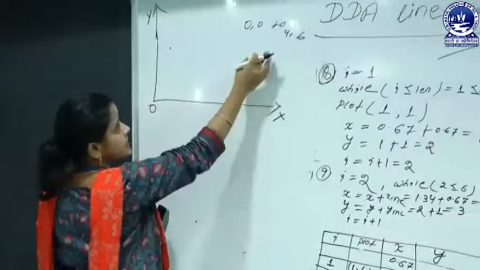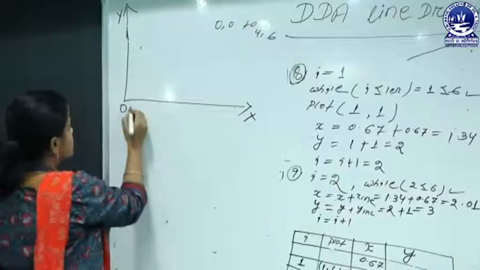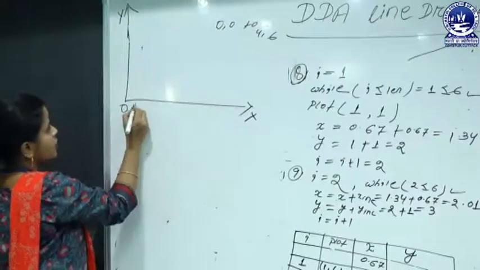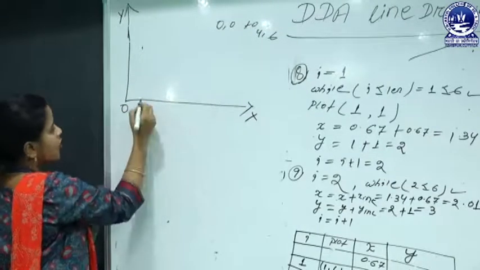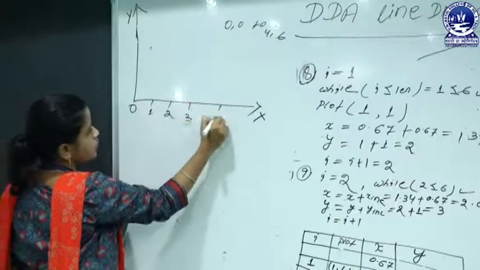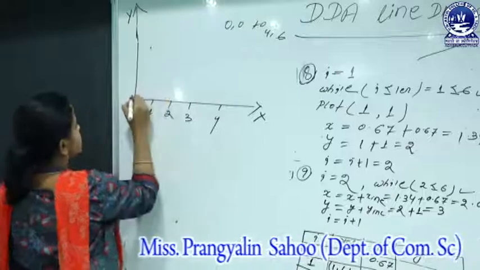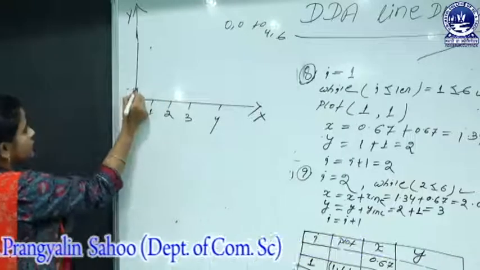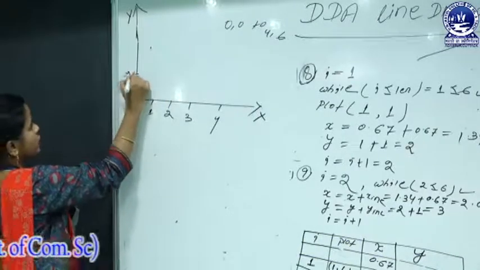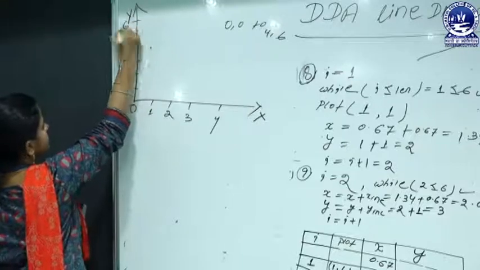So now to address all the coordinate points on the xy plane. First of all, the x coordinate value starts from 0 to 4. So 0, 1, 2, 3, 4. Similarly, the y coordinate is addressed from 0 to 6. So 0, then 1, then 2, then 3, then 4, then 5, then 6.